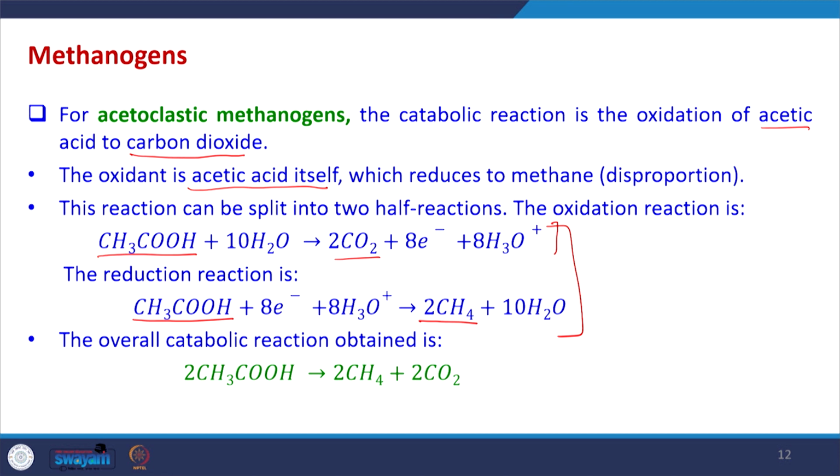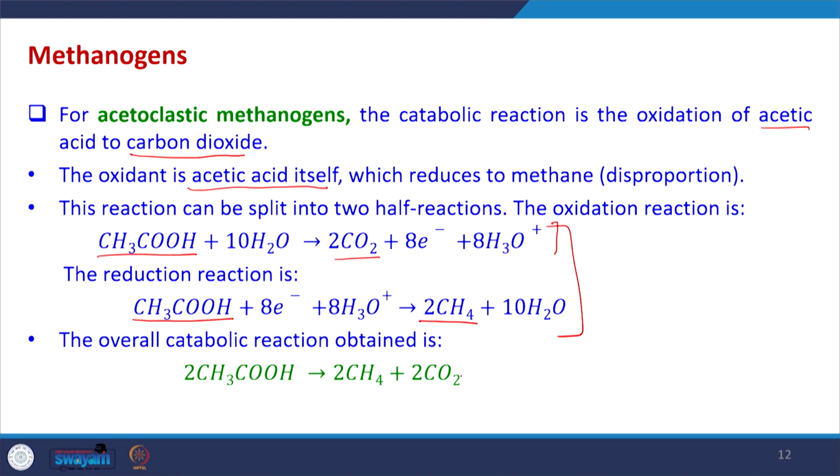So, acetic acid itself works as both oxidant as well as reductant, and both reduction and oxidation of acetic acid are happening. We combine both reactions together to get 2 moles of acetic acid getting converted into 2 moles of methane and 2 moles of CO2, or simply we can write it without the 2 also. So, this is a straightforward reaction which can be written.